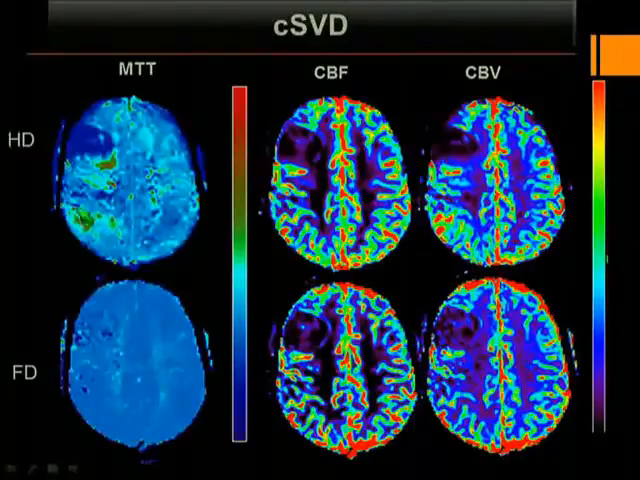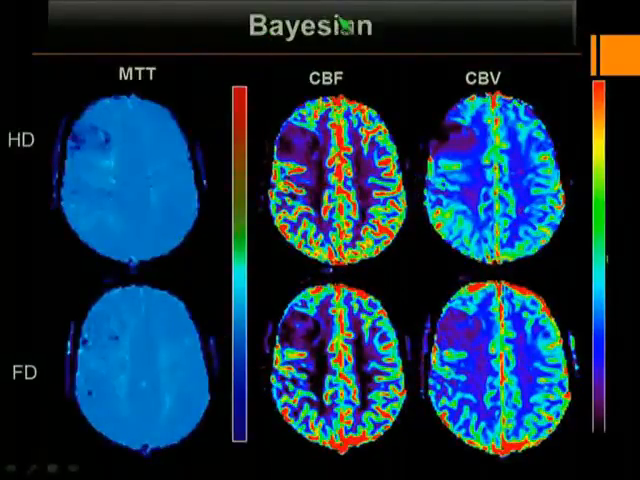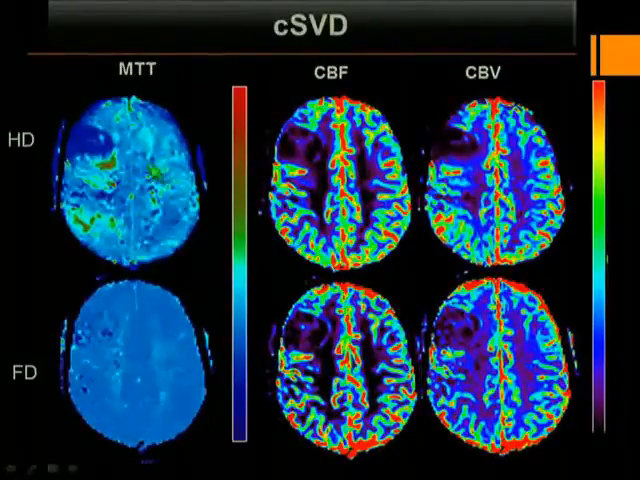You can appreciate this heterogeneity that you can see in half-dose perfusion. Again, some heterogeneity on the cerebral blood volume maps when you compare to full-dose perfusion. But if you look at the Bayesian technique, you can see that the maps are more uniform. Again, these are the same data set, and you really don't see that heterogeneity that you would see on CSVD.